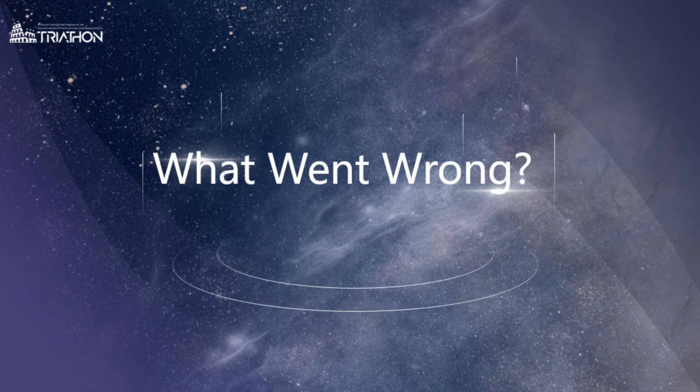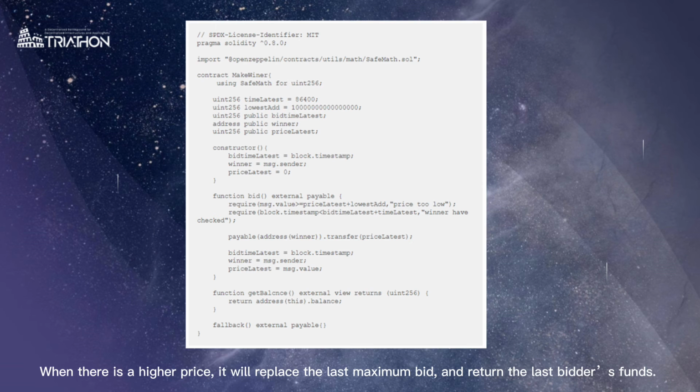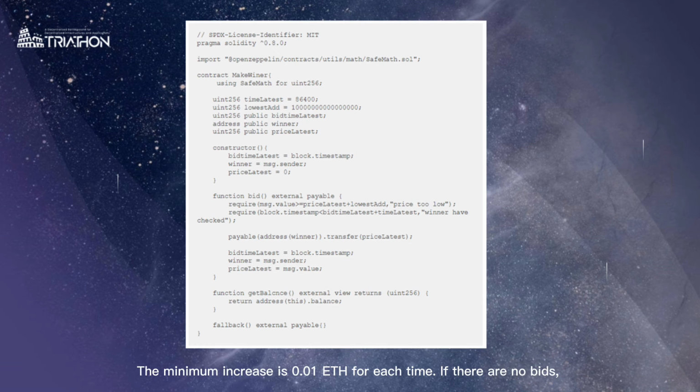What went wrong? This is an auction contract. Everyone can send ETH to the contract. Then the contract will record the bidder with the highest price. When there is a higher price, it will replace the last maximum bid and return the last bidder's funds. The minimum increase is 0.01 ETH each time. If there are no bids, the maximum bidder is determined after 1 day. This type of auction contract can be used to determine the winner of the reward.